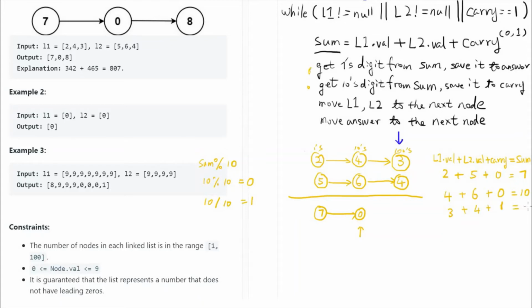The sum will be 8. Then, we'll use these two steps to get the 1st digit from the sum and the 10th digit from the sum. But 8 is only a single digit, so there will be no 10th digit. So we only save 8 into the answer. And we link this node to the answer. And we will move our pointer to the next node.